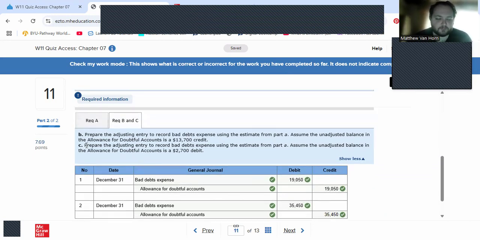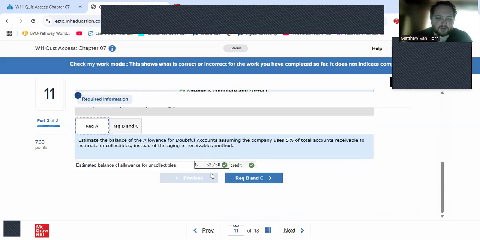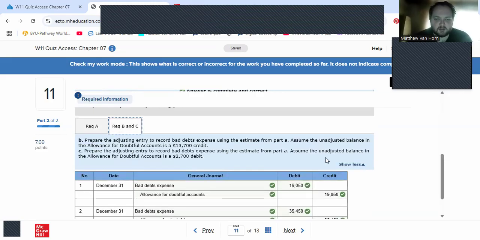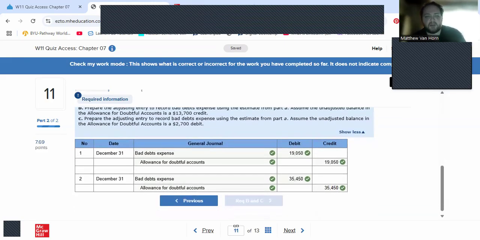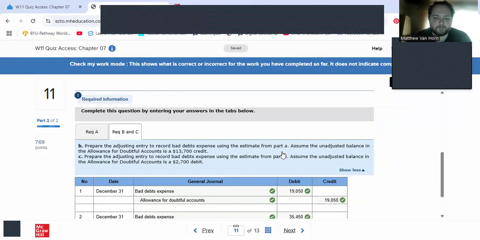So this one here, prepare the adjusting entry to record bad debts expense using the estimate from Part A. Assume the unadjusted balance in the allowance for doubtful accounts is a $2,700 debit. So we're actually going to add instead of subtract, and I'll show you how I get this number. Again, I take that $32,750 and I'm going to add 2,700 onto it. That gives you 35,450.